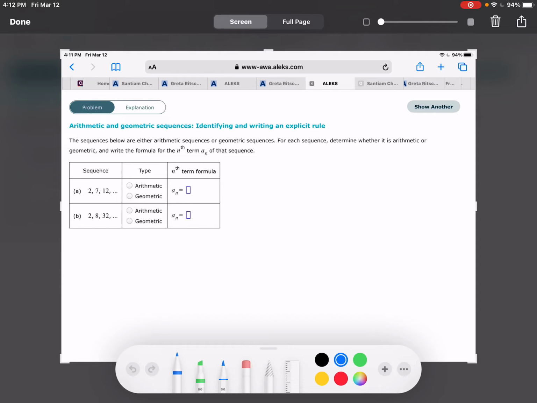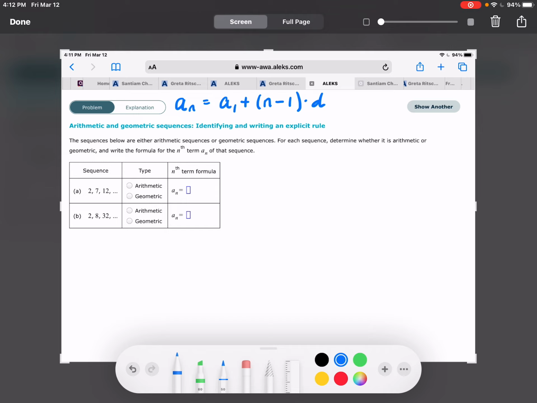Let's talk about arithmetic and geometric sequences, identifying and writing an explicit rule. So there's two formulas that you want to have written down in your notes. Over time, you can get those memorized. a sub n equals a sub 1 plus n minus 1 times d. And this is going to be for an arithmetic sequence where we're adding something every time.